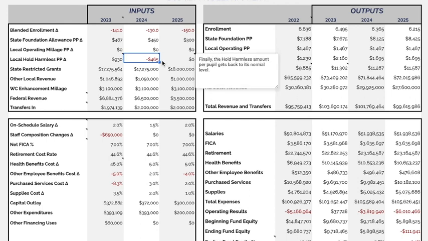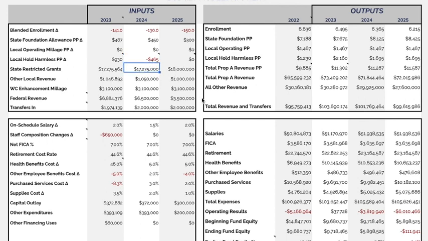So in effect, you can look at this and say, any gains that we would have received from the state foundation allowance get clawed back as the local hold harmless gets back to normal. And in this model, I basically have just said, let's assume no change in state restricted grants, really no change in other local revenue. Wayne County enhancement stays the same. Federal revenue stays the same, which is what the district is projecting. And then transfers stay about the same.